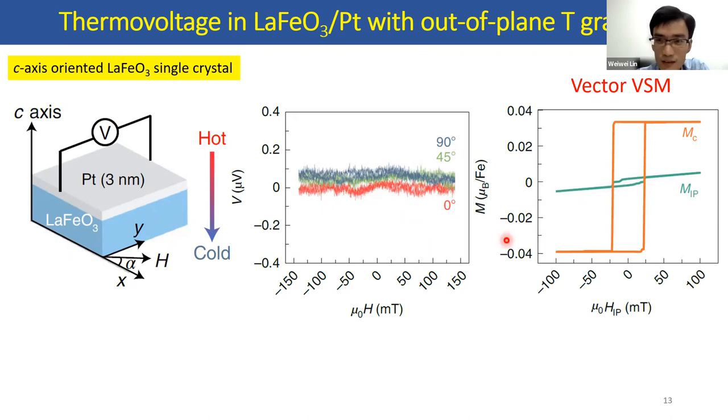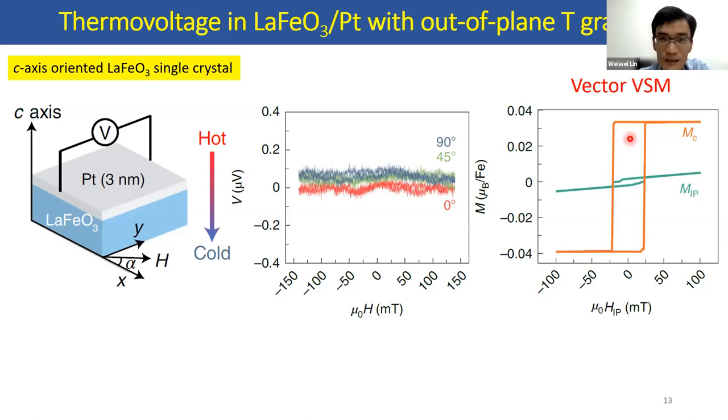This measurement is a VSM measurement. The applied field is in plane, so we can measure the magnetic loop of the in-plane magnetization. It's small. At the same time, we can also record the magnetization perpendicular to the applied field. This means along the C axis, we can see a larger magnetization loop. Okay, this is along the C axis. This can be understood because this is the intrinsic canting along the C axis in lanthanum ferrite.